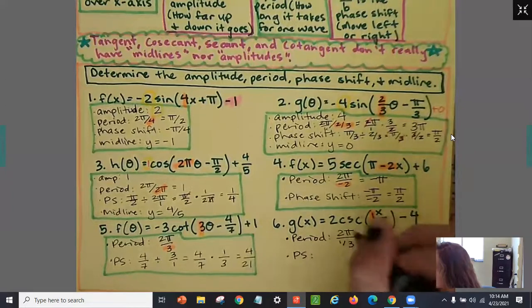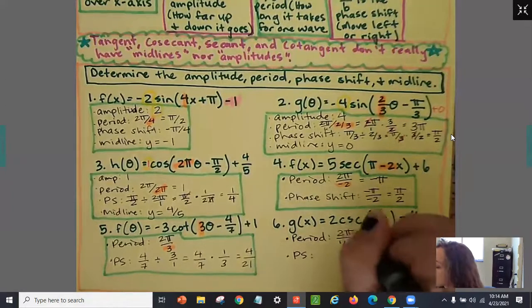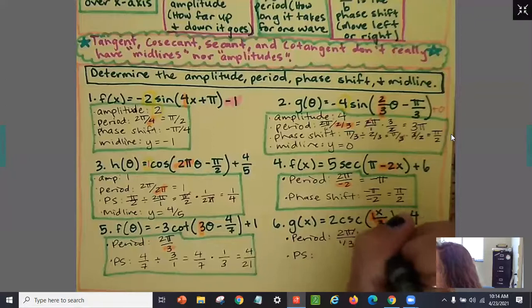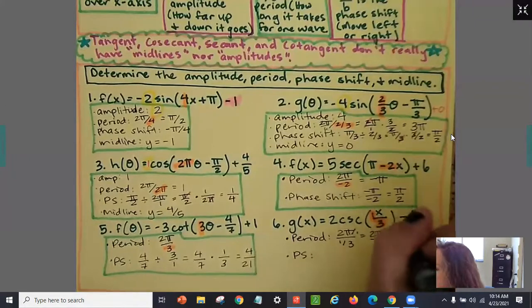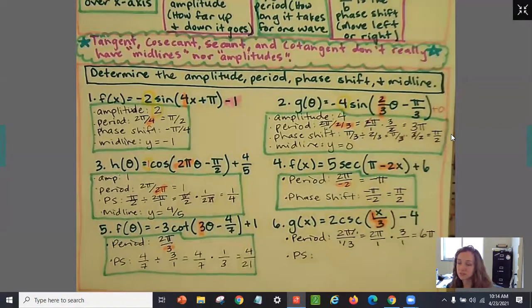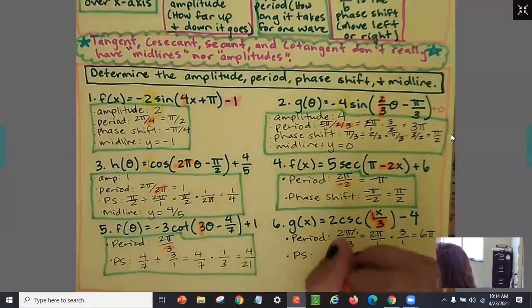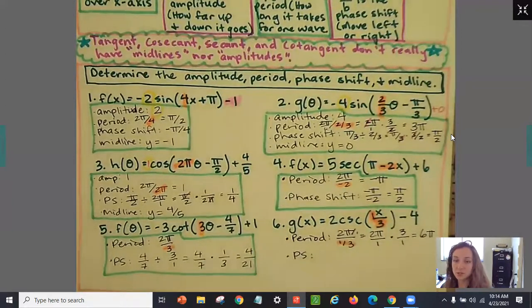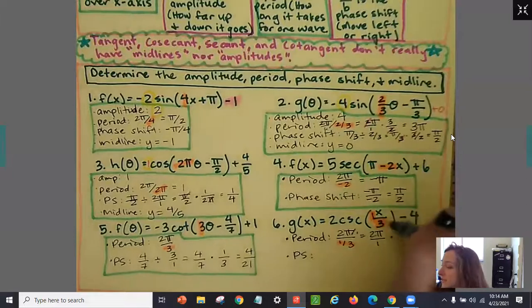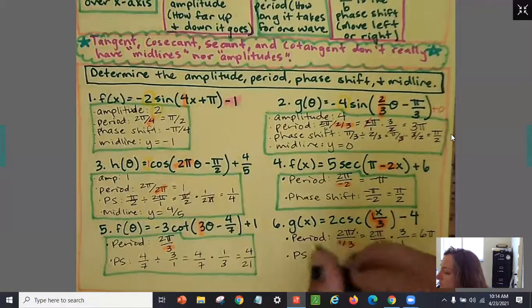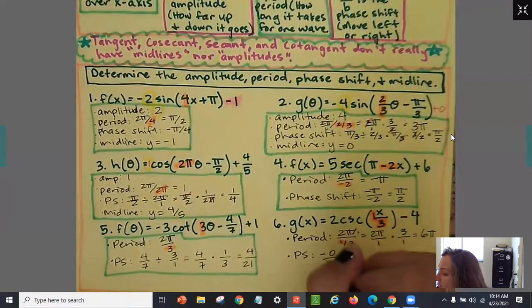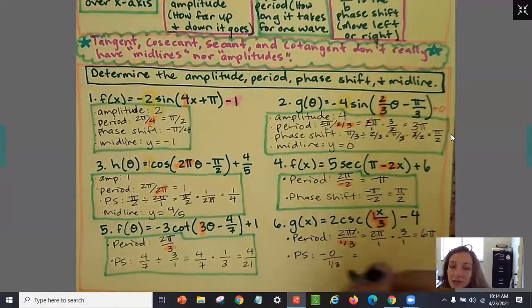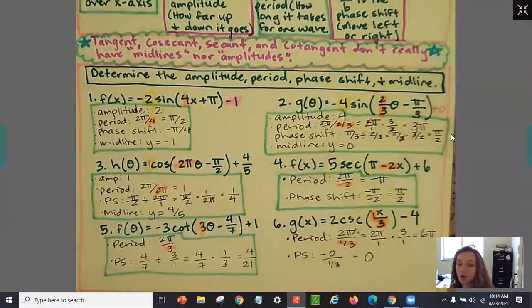So we're going to keep, change, flip. Let's write this as 2 pi over 1. We're going to keep the 2 pi over 1, change the division to multiplication, and then flip, so times 3 over 1. 2 times 3 is 6, so we're just going to end up with 6 pi divided by 1, which is just 6 pi. All right, for the phase shift, we're going to do negative c divided by b. But there is no c value, so this is going to be plus 0 inside of here. So we're going to do negative 0 divided by 1/3. But 0 divided by anything is 0, so we're just going to get a phase shift of 0.